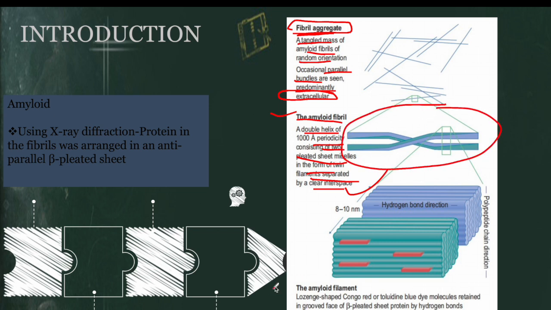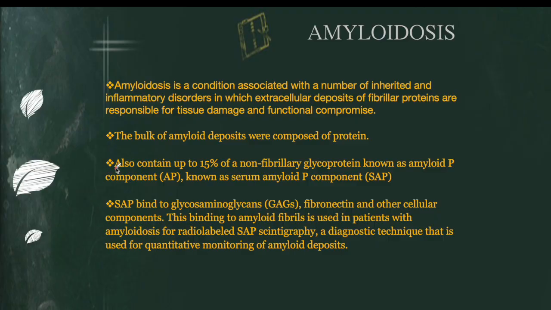Okay guys, now the amyloid filament. The amyloid filament is lozenge shaped, Congo red or toluidine blue dye molecules, as you can see in this pic. These are Congo red dye molecules. They are retained in grooved faces of beta pleated sheet protein by hydrogen bonds. Now amyloid, when you use X-ray diffraction method, the protein in the fibrils is arranged in an anti-parallel beta pleated sheet method. Now the main topic of today's session is amyloidosis.